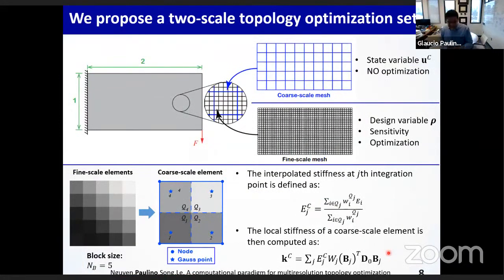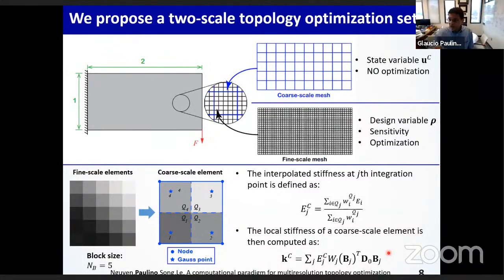So what is the idea then? We propose a multi-scale topology optimization approach. This multi-scale approach is based on the multi-resolution approach that we proposed a few years back. The reference is at the bottom of the slide. And then we have a coarse scale mesh and a fine scale mesh. And then we have a mapping between the two.